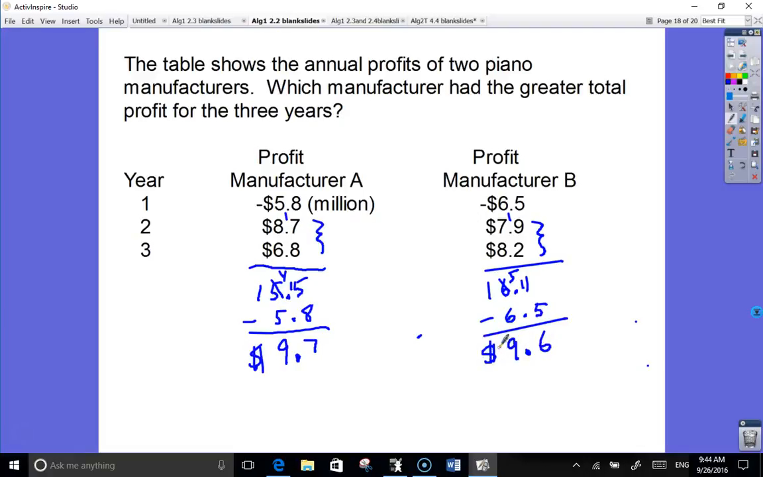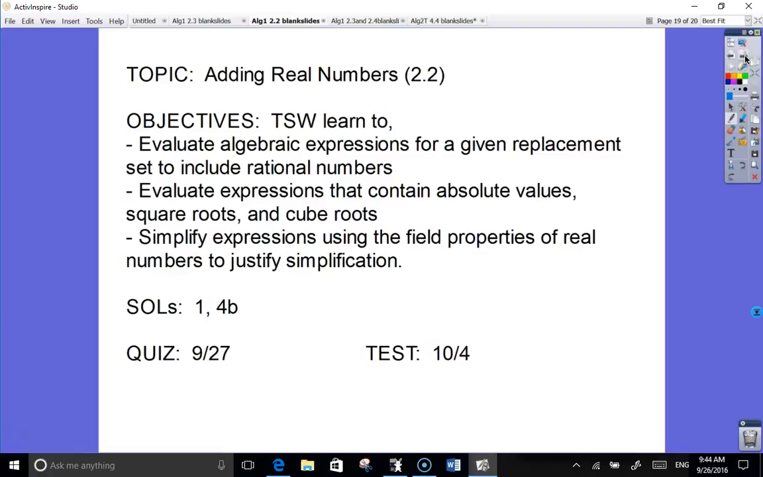So which had a better profit for the 3 years? Looks like manufacturer A. Okay. So that's it.